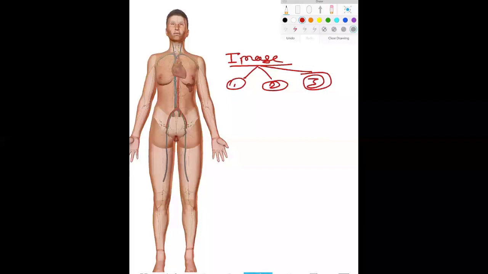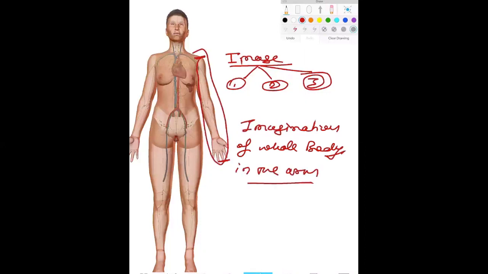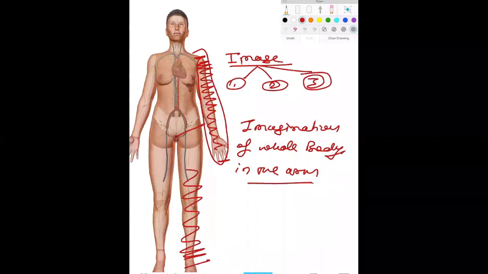The meaning of the first part is that we can imagine the whole body in the arm. So when we are doing the imagination of the whole body in the arm, we are considering the arm as a complete body, or we are considering the leg as a complete body. So in this arm or in this leg, we have a complete body, which means we can do the imagination of each and every part. So this is called large imagination.